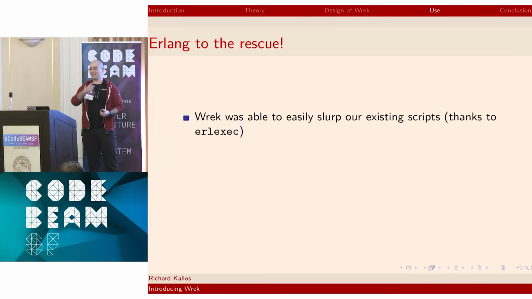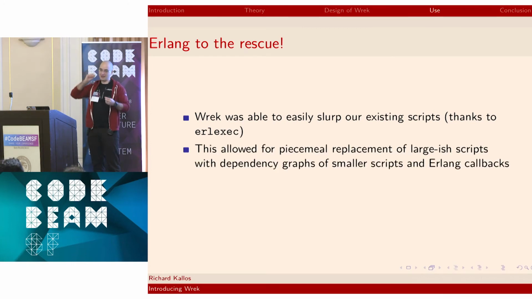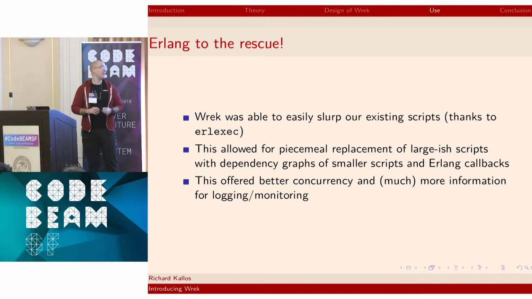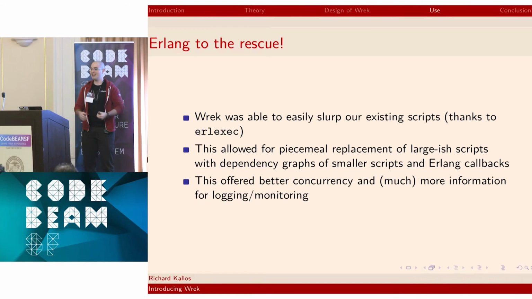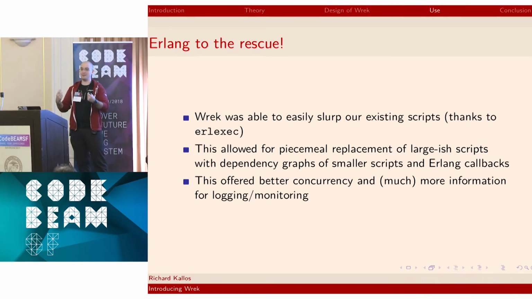And using the Erlang library, we are able to easily slurp in our existing scripts, and we can do what we want with standard error and standard out. And now we are in a position to replace, in a piecemeal fashion, these large, brittle shell scripts with dependency graphs made up of smaller shell scripts or Erlang callback modules. And as we started replacing these, we started seeing more concurrency emerging, as well as more information coming in for the purposes of logging and monitoring.